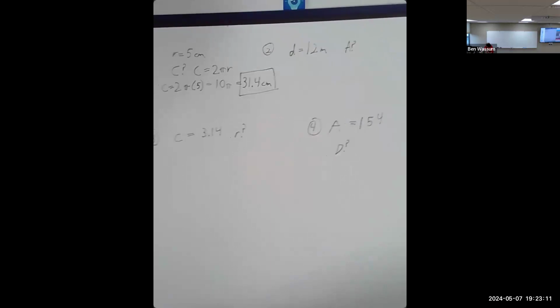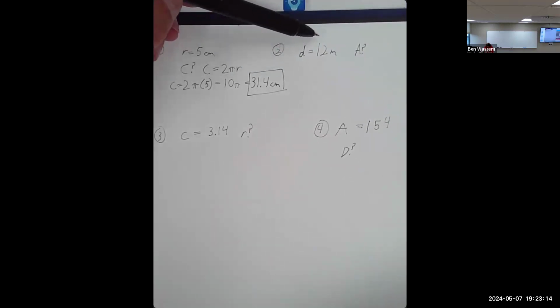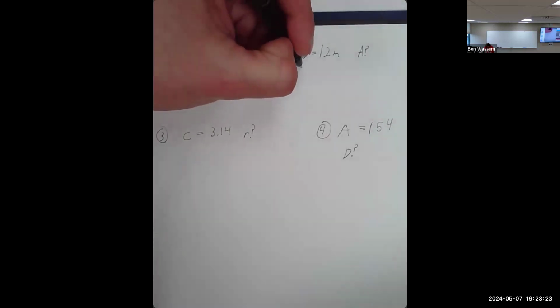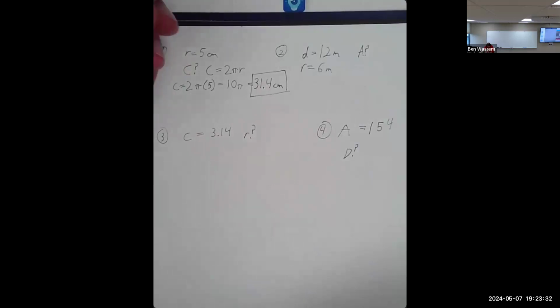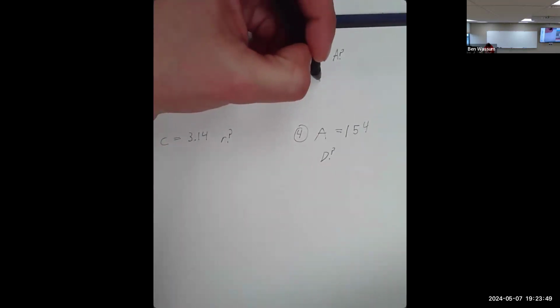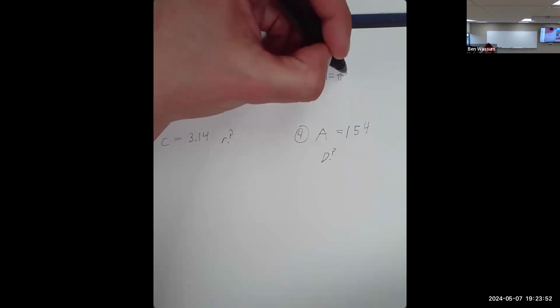Now for the second one, says we have a circle with diameter 12 meters, and we need to find the area. So anytime you're given the diameter, first thing you do, chop it in half and get the radius. Diameter is not as useful for actually working things out. It's easy to make sense of, but for practical purposes in working with circles on paper and in math, radius tends to come in handy more. So we get the radius, and our formula is A equals pi r squared.